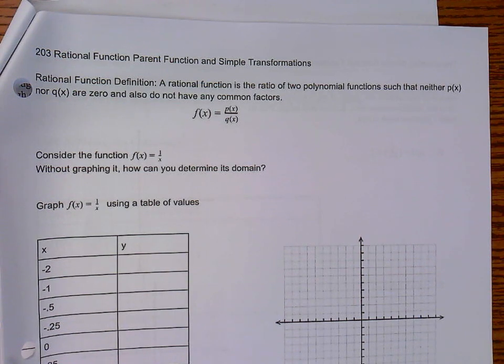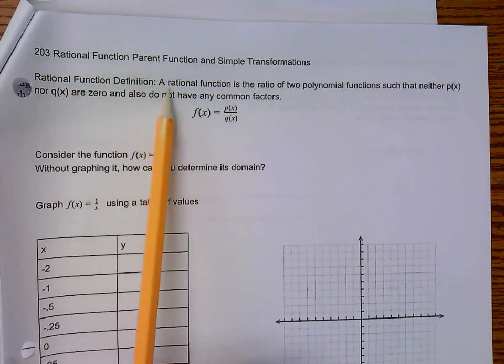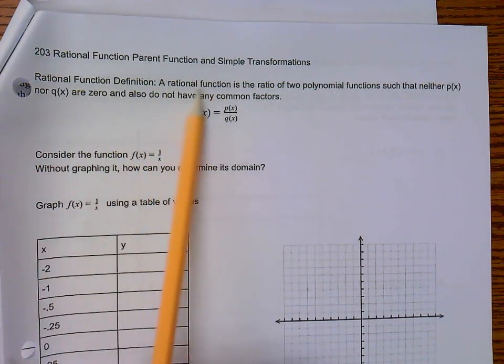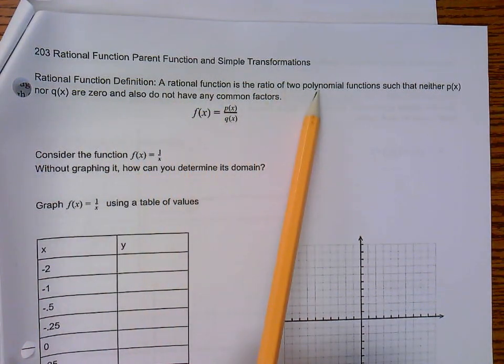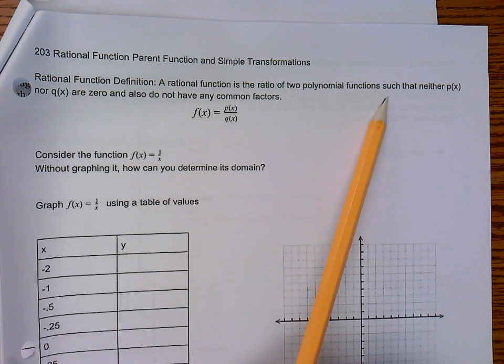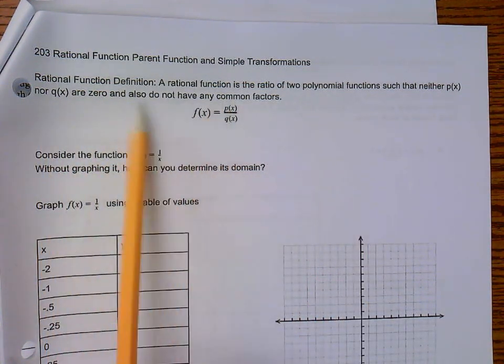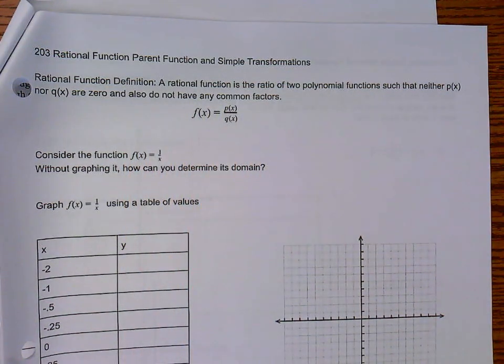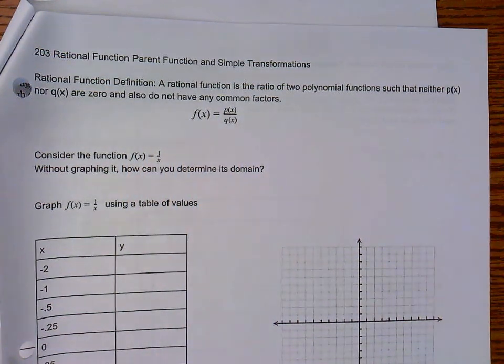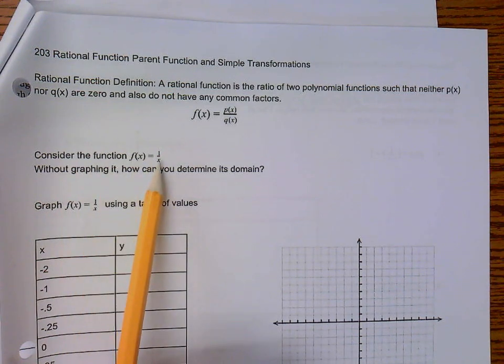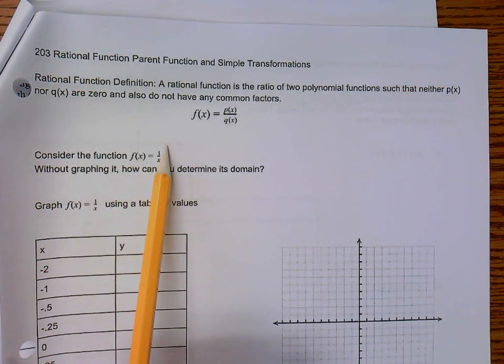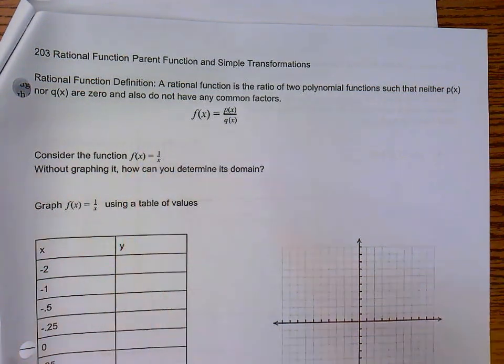The parent function. So we've already said a couple times, a rational function, what is it? It's the ratio of two polynomial functions. And they're not zero, and they don't have any common factors, so you can't cancel them out. So it says, consider this function y equals 1 over x.